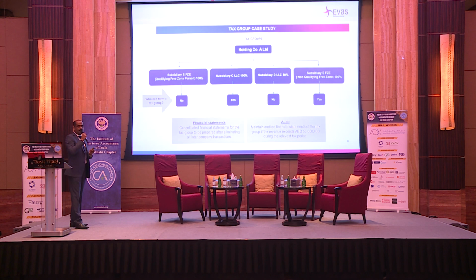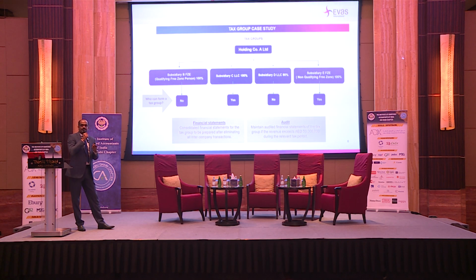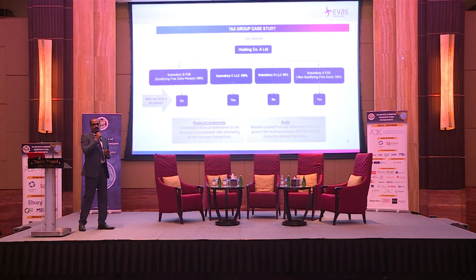Subsidiary B FZE cannot be a part of a tax group because it is a qualifying free zone person. But subsidiary C LLC and subsidiary E FZE, being a non-qualifying free zone person, can form part of a tax group. So the financial statements of A Limited, subsidiary C LLC and E FZE should be prepared after eliminating all the intercompany transactions in order to find out the taxable income of the tax group. The audited financial statements requirement will come in if the revenue of the taxable persons, that means A Limited, C LLC and E FZE together, exceeds 50 million.